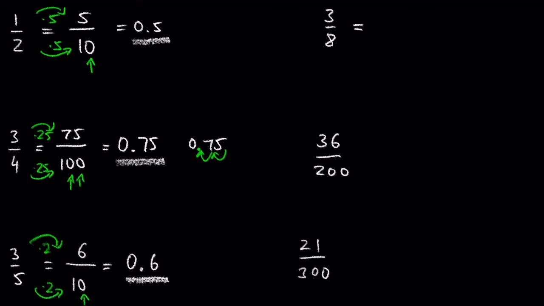3 over 8 is harder to solve. Can we multiply the 8 with a whole number to get 10? Unfortunately not. Can we multiply the 8 with a whole number to get 100? Unfortunately not. What about 1000? Is 1000 divisible by 8 without a remainder? Yes.